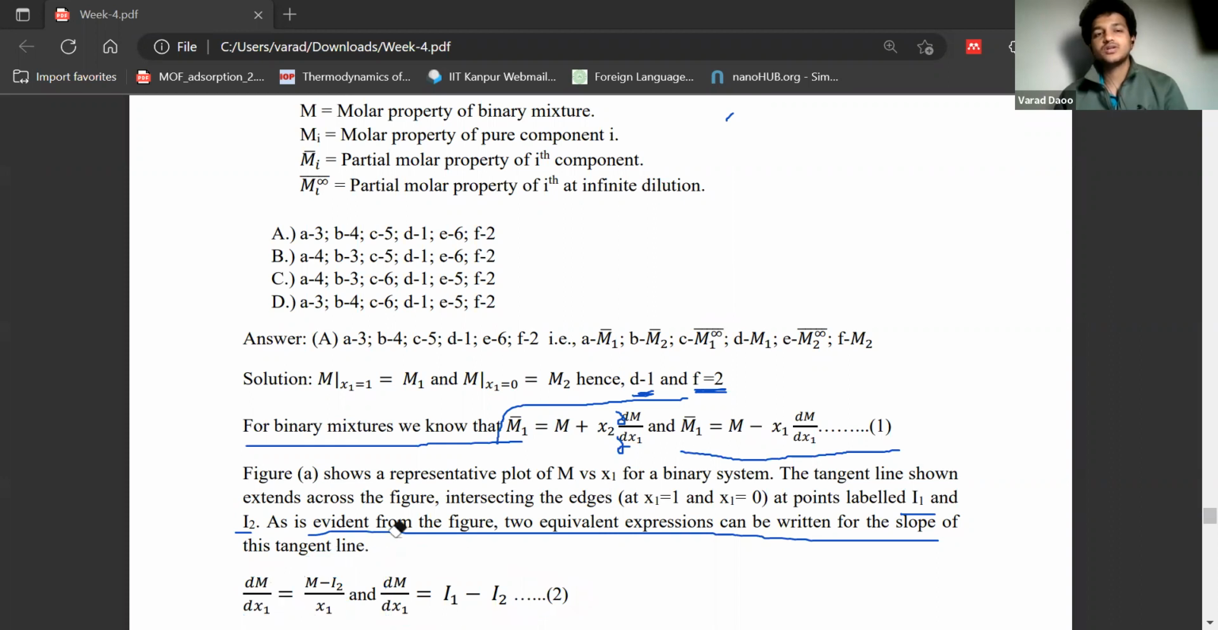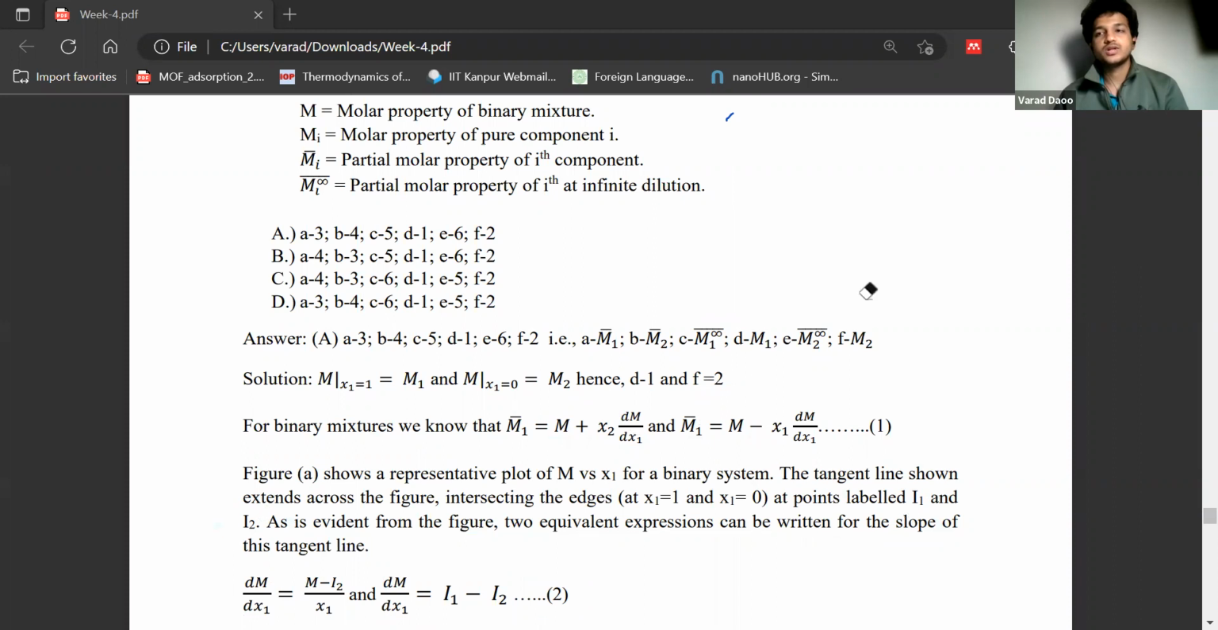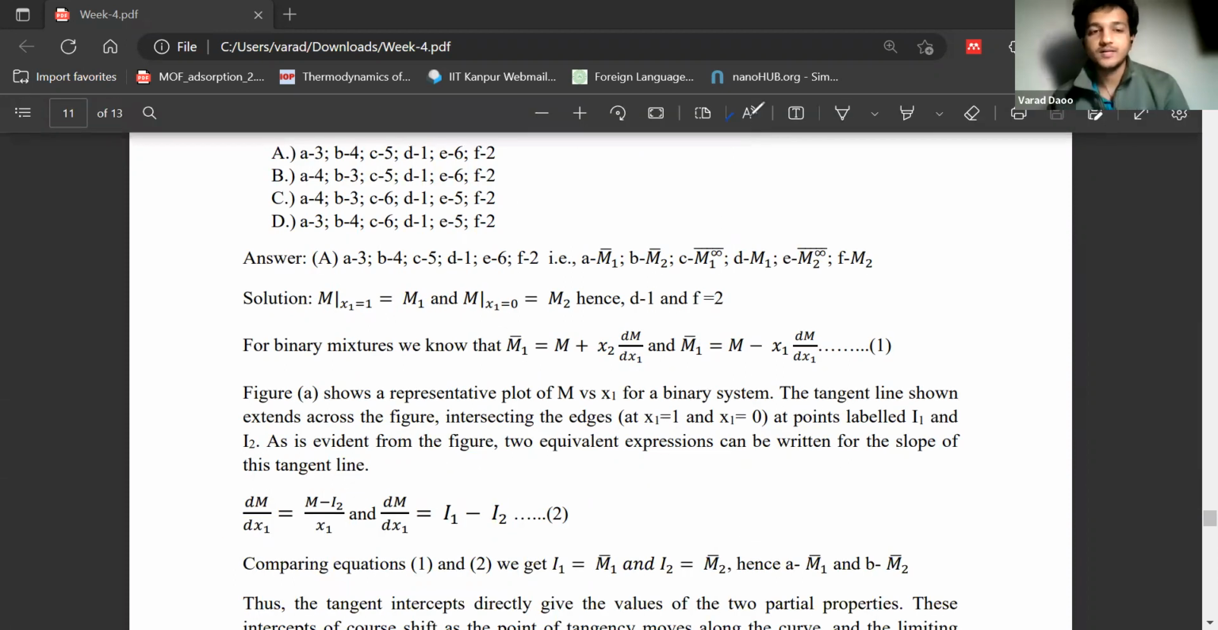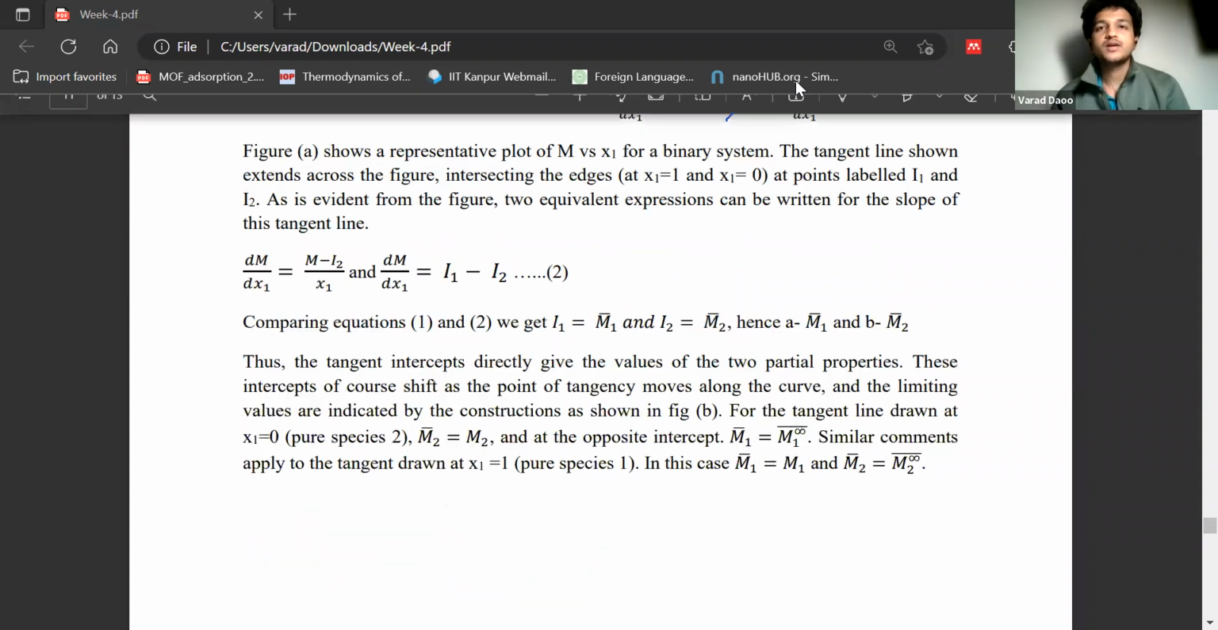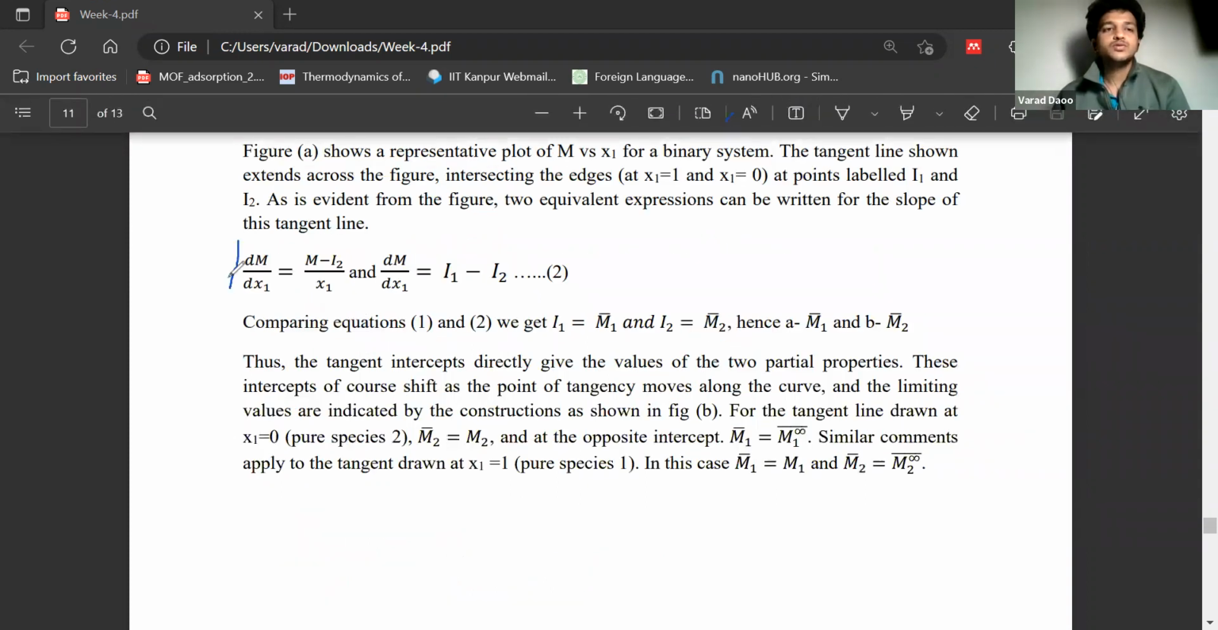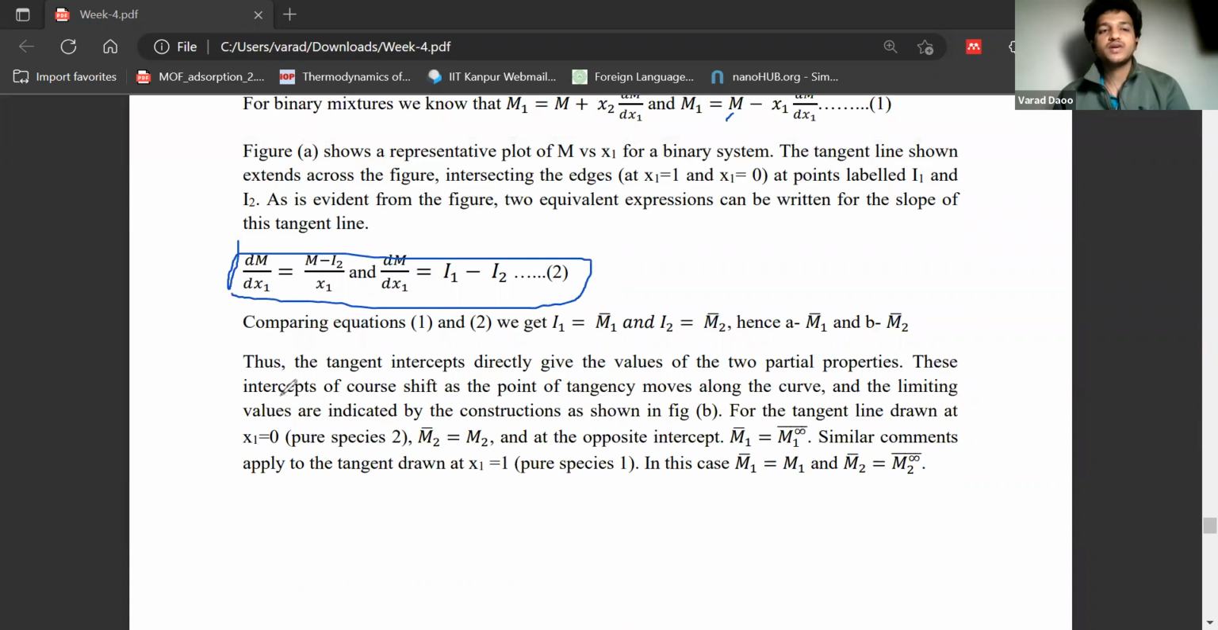This is what is taught in the first class of solution thermodynamics, right? Whenever we teach partial molar properties, this is the first thing which we tell. Second method, right? When you compare these two methods and solve for I1 and I2, what you get is I1 is nothing but M1 bar and I2 is nothing but M2 bar. Hence A is M1 bar and B is M2 bar.